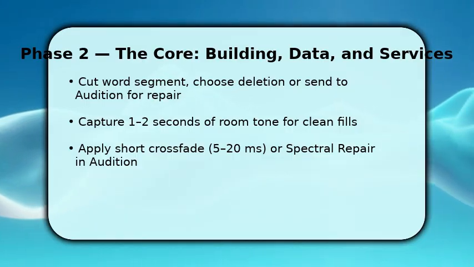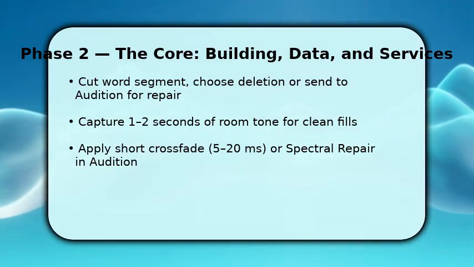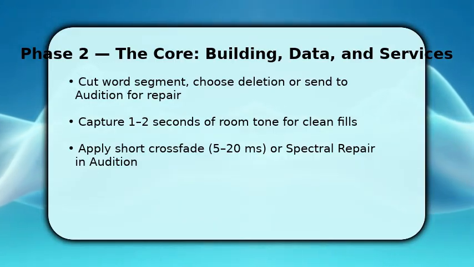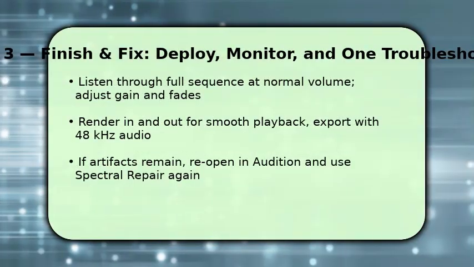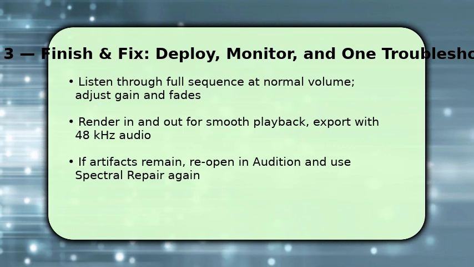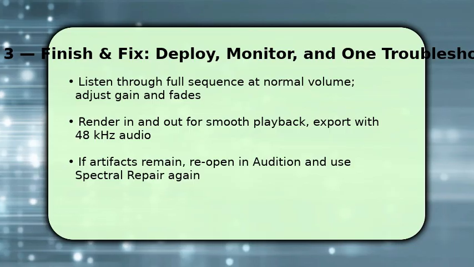If you prefer repair, right-click and choose Edit Clip in Adobe Audition, use spectral frequency repair to attenuate the word, then save. Premiere updates automatically. To finish, play the entire section at normal listening level and tweak clip gain, fades, and EQ so the edit is invisible. Render the segment for real-time playback.